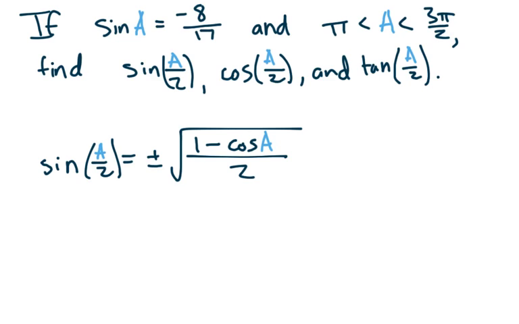Now, we don't know what A is, so we don't know what A over 2 is. But we should be able to figure out whether this is plus or minus, that's important, and we should be able to figure out what cosine is. Now, I did not tell you what cosine A is, but I did tell you what sine of A is. We have identities that allow us to relate sine and cosine. Which identities relate sine and cosine and nobody else?